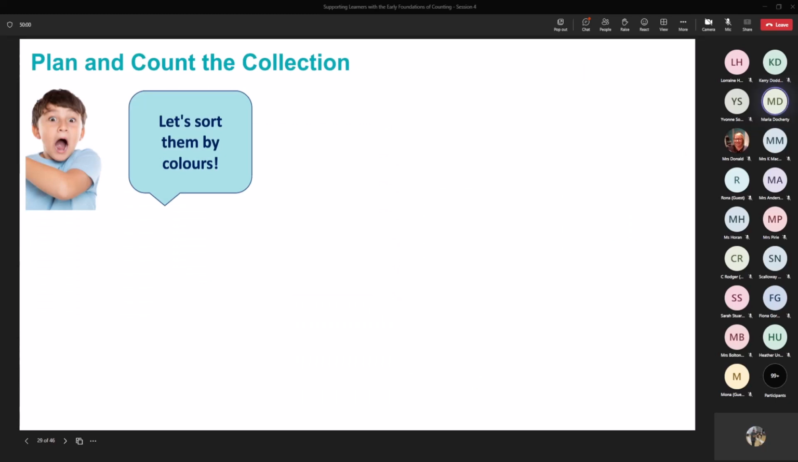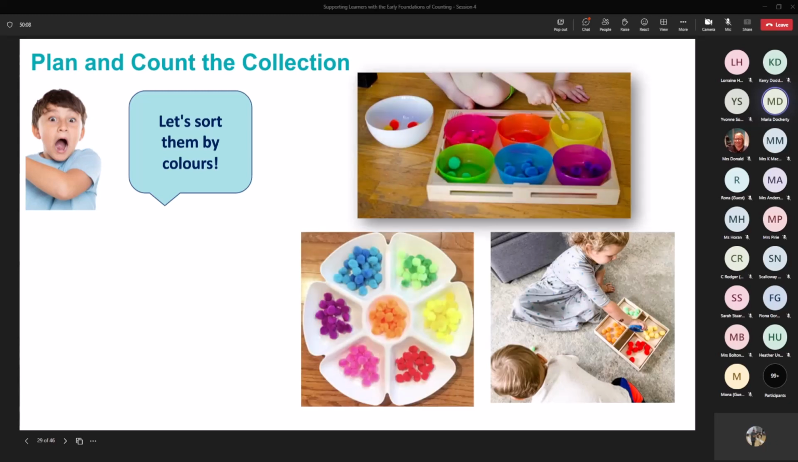So Daniel decides that maybe one of the ways of doing that is that they're going to sort by colour. In order to do that, they need some of these tools that I mentioned earlier on when I was thinking about sorting and planning.